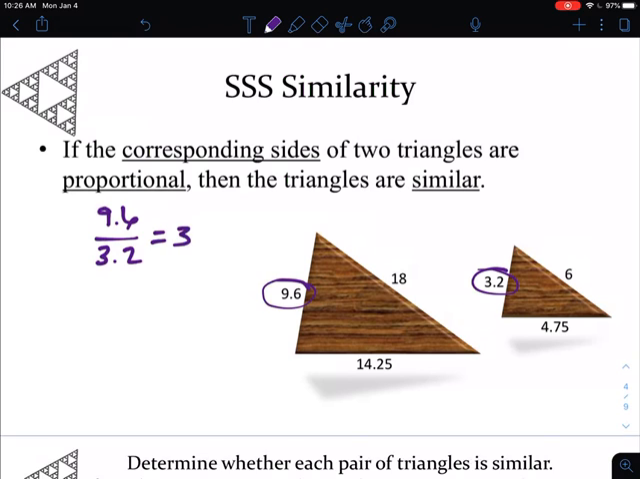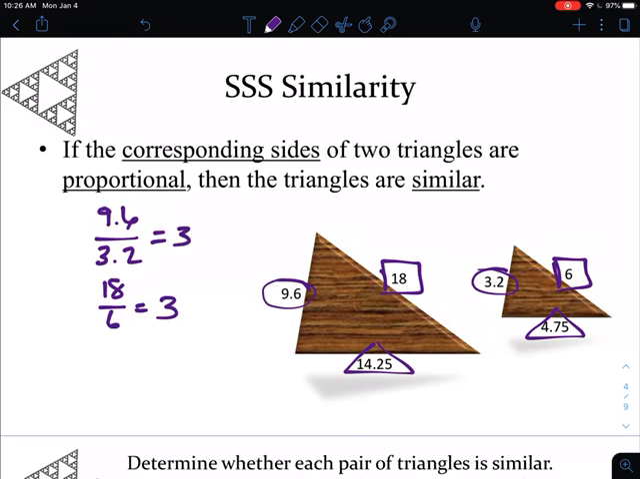And so then I look at my next two sides, and I can pick any two sides from here. So the biggest side in the next triangle is 18, match it with the biggest side in the other triangle, 6, and I just divide them out. 18 divided by 6 is 3.